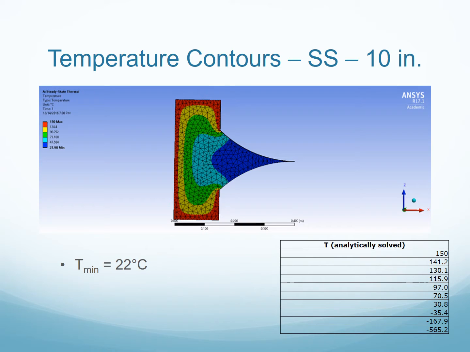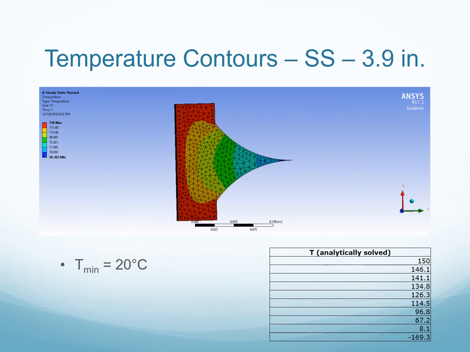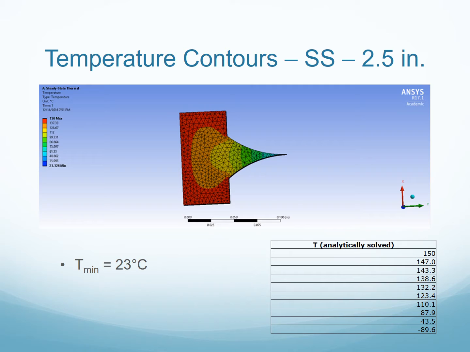The 10-inch stainless steel fin had a minimum temperature of 22 degrees. The 3.9-inch stainless steel fin had a minimum temperature of 20 degrees. The 2.5-inch stainless steel fin had a minimum temperature of 23 degrees. Stainless steel fins clearly had the lowest minimum temperatures among all materials.